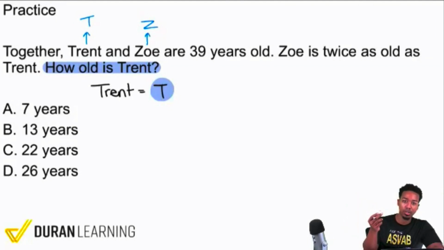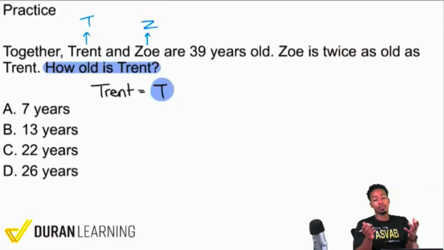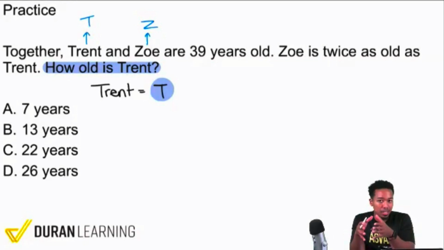Start with the question. Now, number 2, if I read through the story, just briefly, like I do now, watch this. Together, Trent and Zoe, okay, I know Trent, there's T, yeah. And Zoe, new character, okay, are 39 years old. Zoe, appearing again, is twice as old as Trent. Okay, so here's what happened, everybody. We just related Trent and Zoe in 2 separate sentences.